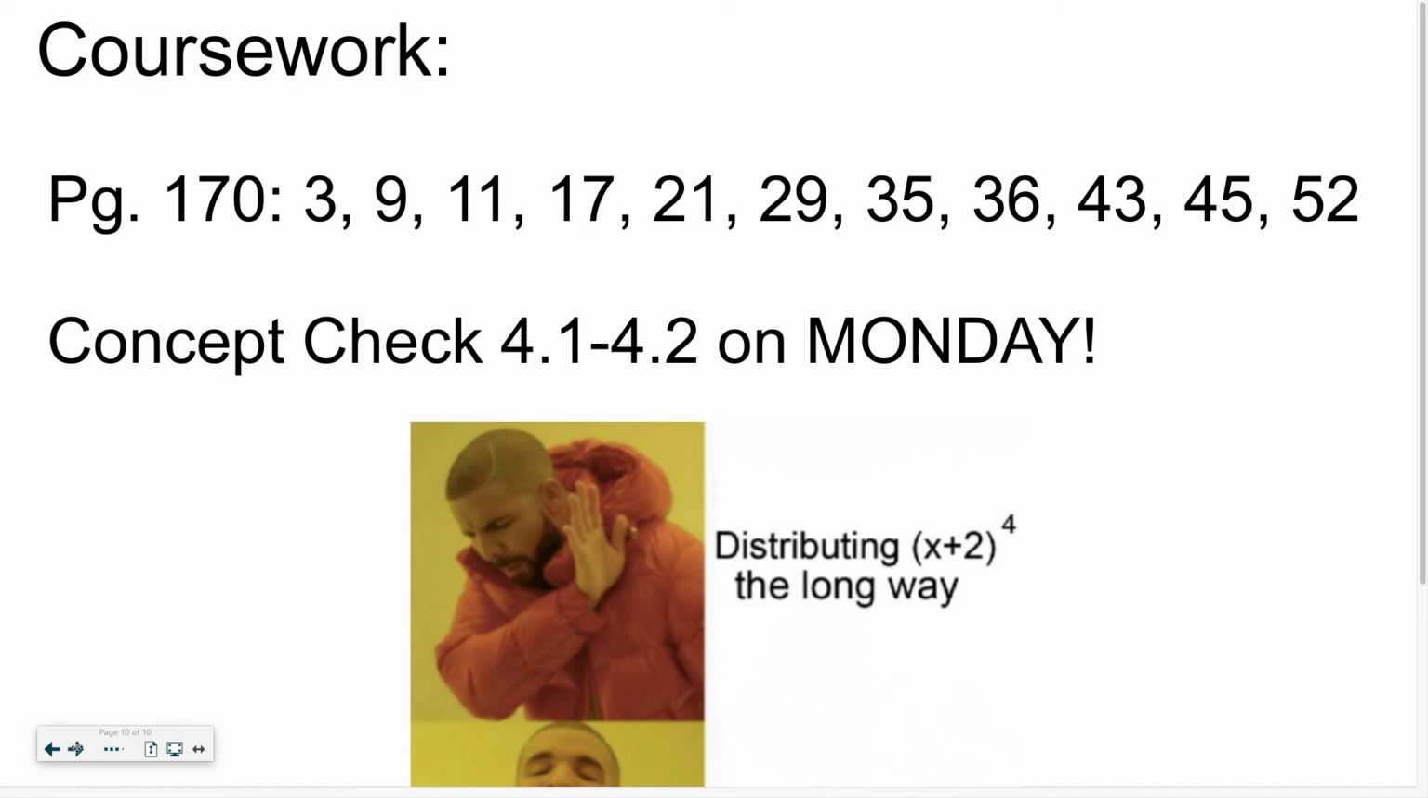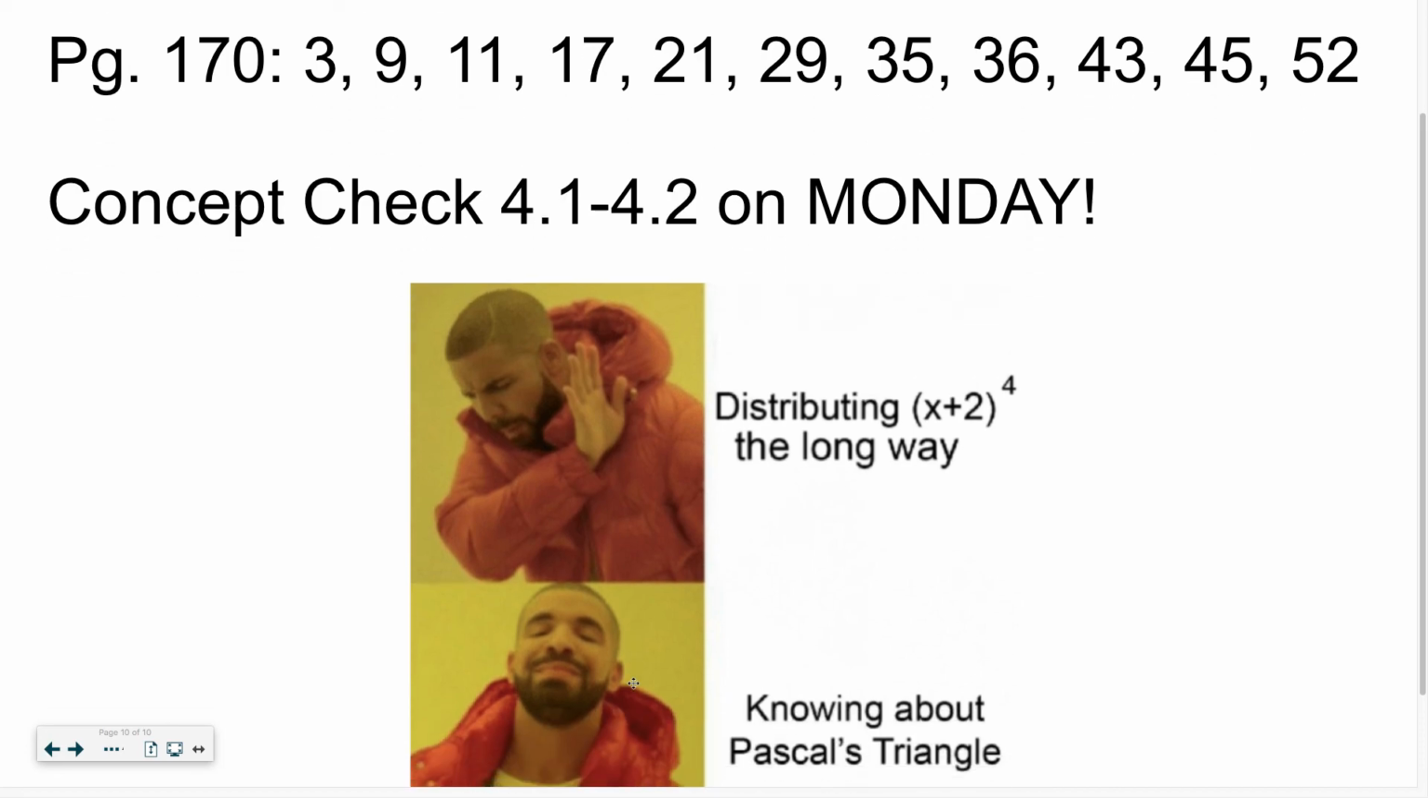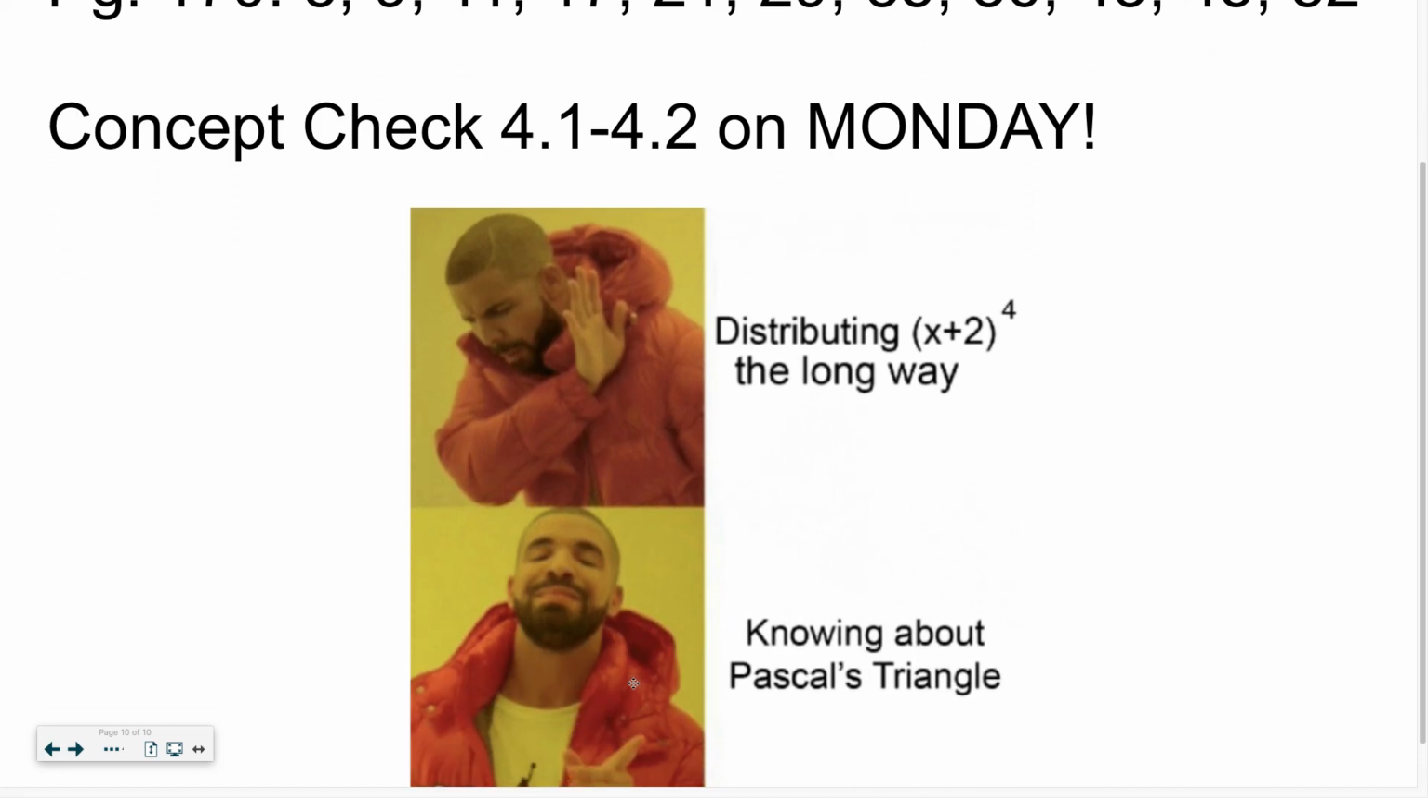Okay, and you're going to have a concept check on Monday. So I'm going to ask you things like end behaviors, y-intercepts, make a table of values, graph a polynomial, and also our polynomial operations are fair game for that. Okay? You guys did a great job. Make sure you practice on your homework so you don't forget all the patterns that we discussed today over the weekend.